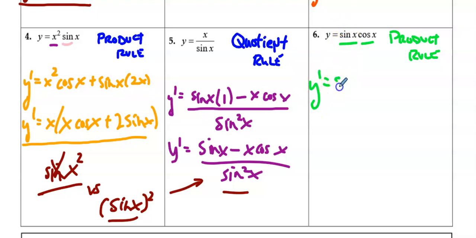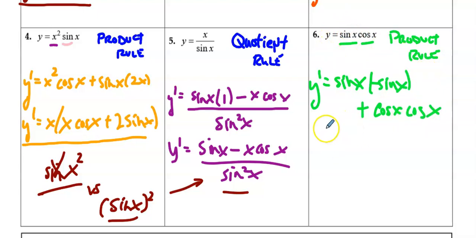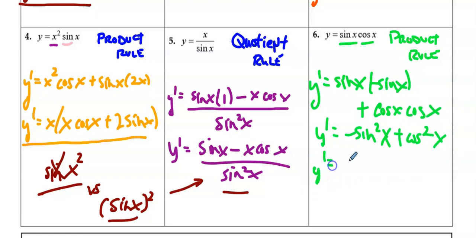So again, it's going to be the first, and I'm going to multiply by the derivative of the second. So the derivative of cosine is going to be negative sine of x. And then plus the second times the derivative of the first, and the derivative of sine is going to be cosine of x. And so what I have here is negative sine squared x plus cosine squared x. So I can rewrite this as cosine squared x minus sine squared x.